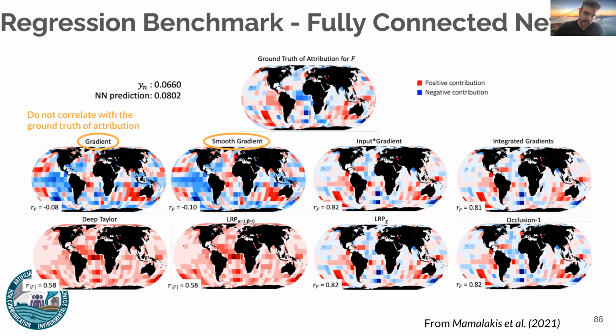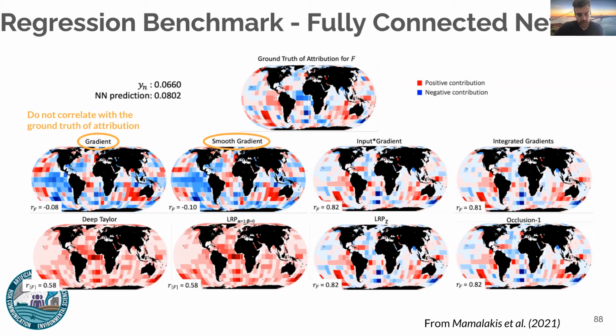First of all, gradient and smooth gradient. These estimate sensitivity, they don't estimate attribution. That's why they don't correlate at all with the ground truth of the attribution on the top. We knew that, or we expected that, but this is a clear example, and that's why we are including it, to make once again the point that sensitivity and attribution are not the same. They're equally useful, but not the same.